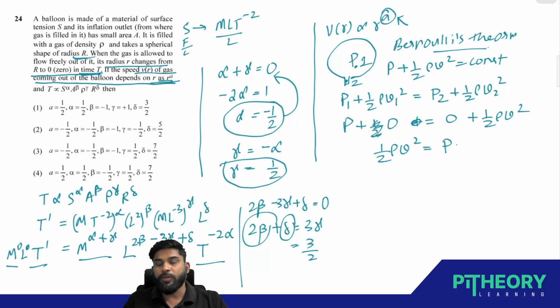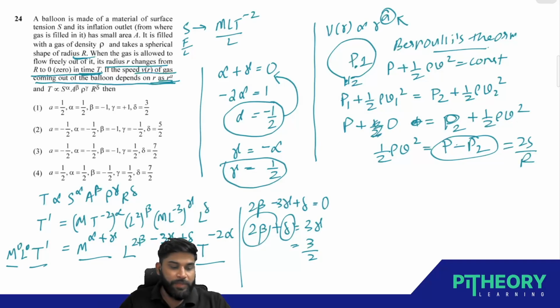So if I apply the pressure difference inside, you can take it like this also. If this is P2, this will become P minus P2, and this pressure difference you write as equal to 2S by r, with r as a small letter. So what you'll be getting here is V square equal to 4S divided by r rho, or V is equal to root over 4S divided by r rho.